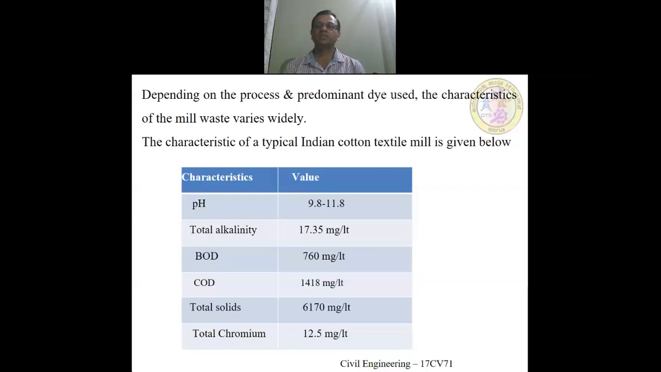The characteristics of a typical cotton textile mill waste are given below. The pH is 9.8 to 11.8. Total alkalinity 17.35 milligram per liter. BOD 760 milligram per liter. COD 1418 milligram per liter. Total solids 6170 milligram per liter and total chromium 12.5 milligram per liter.